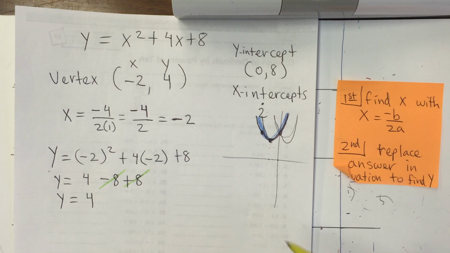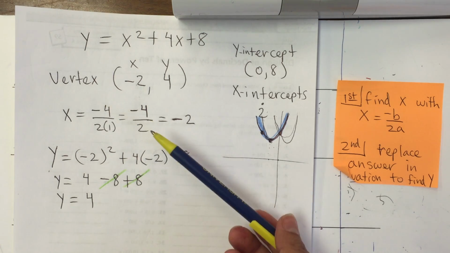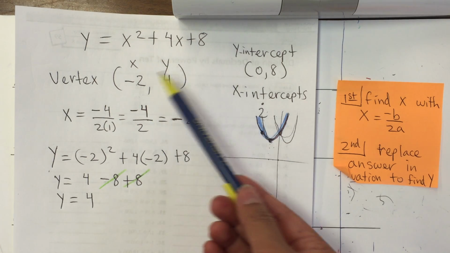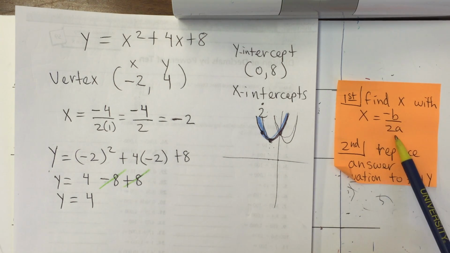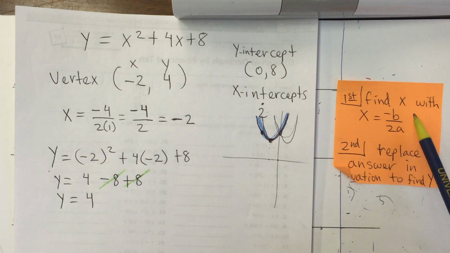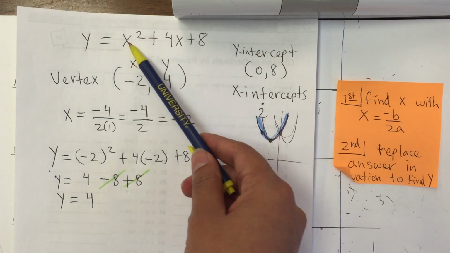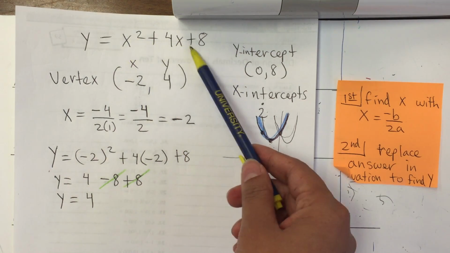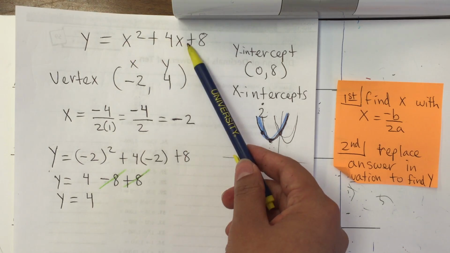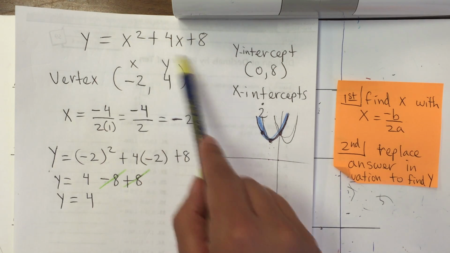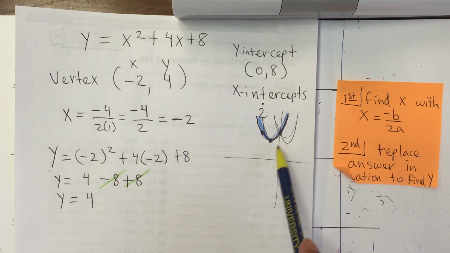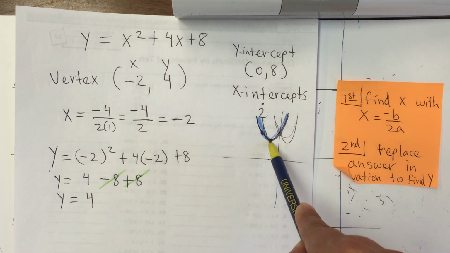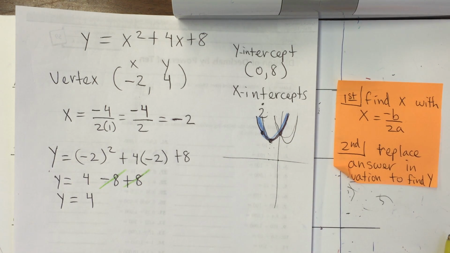Okay, so today you were able to find the vertex. First, find the x by using this equation. The answer that you get in here, you replace in the original quadratic equation, and that will give you the answer for the y coordinate. So now you can find your vertex. Okay, so I hope you can now do 11.3, and thank you.